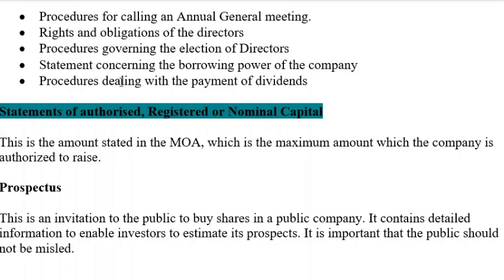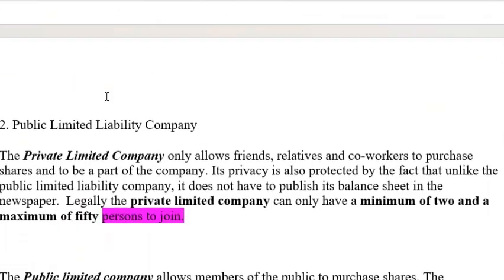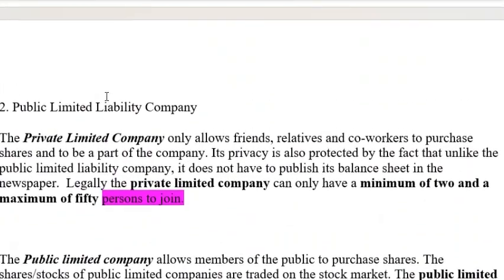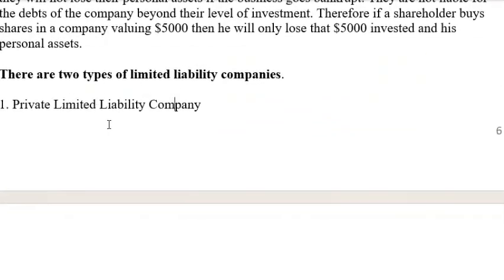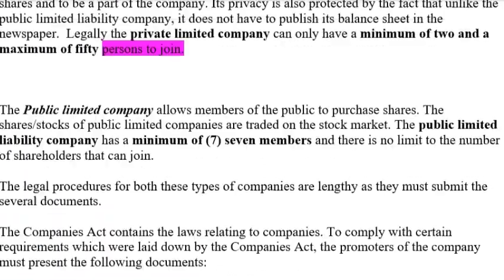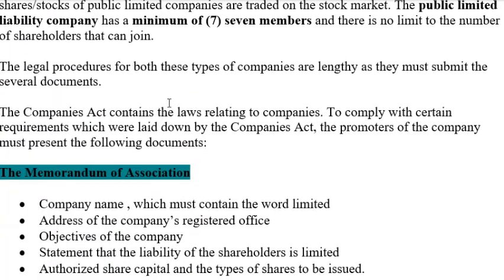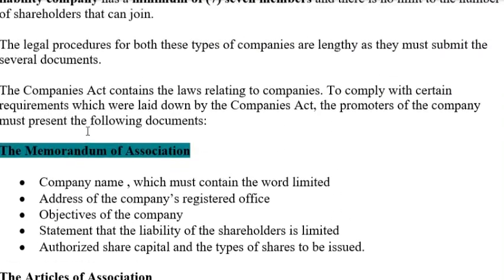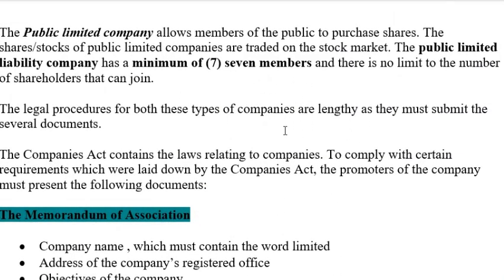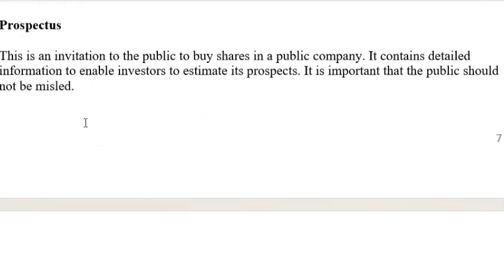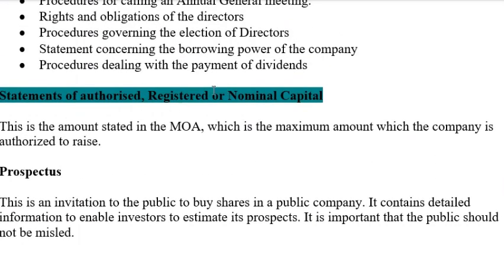So let's continue our last class on the companies. We did talk a bit about public limited liability company and we did talk about private limited company. So we're still continuing down the line of the legal procedures or the documents that these companies must submit. We're continuing now on the statements authorized, registered, or nominal capital. And this is the amount stated in the MOA, which is the maximum output which a company is authorized to raise. This is the amount of money that they could actually have at hand.